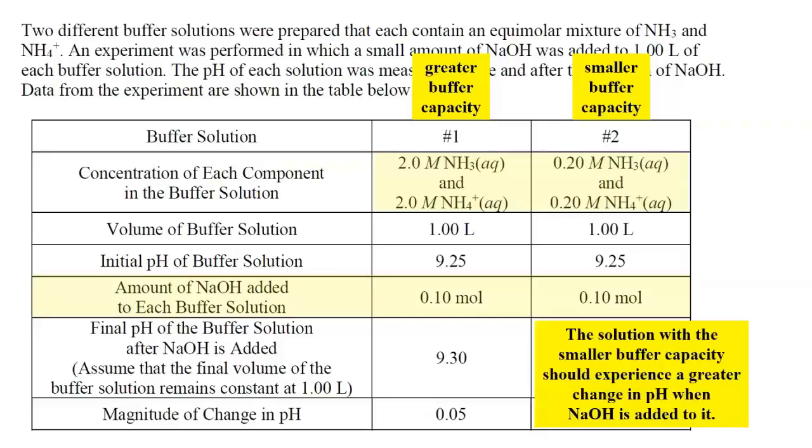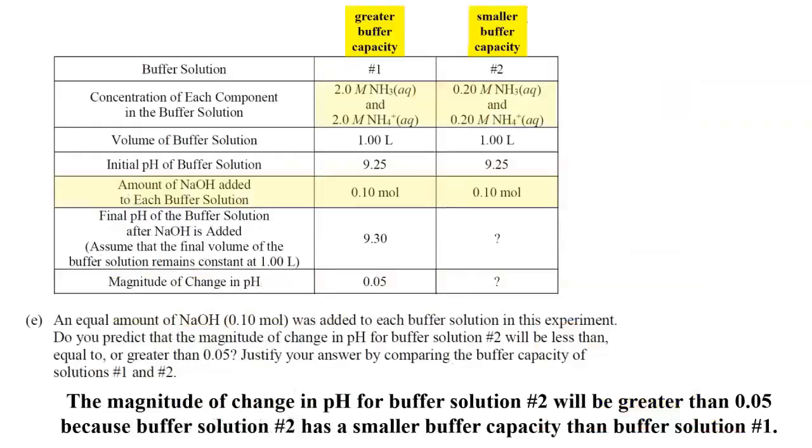So here's our prediction, that the solution with the smaller buffer capacity should experience a greater magnitude of change in pH when either a strong base or a strong acid is added to the buffer. So that's going to be how we answer part E of this question. So here's my answer to part E. The magnitude of change in pH for buffer solution number 2, I predict will be greater than 0.05. And my justification is because buffer solution number 2 has a smaller buffer capacity than buffer solution number 1.